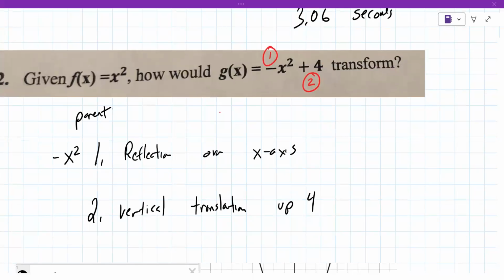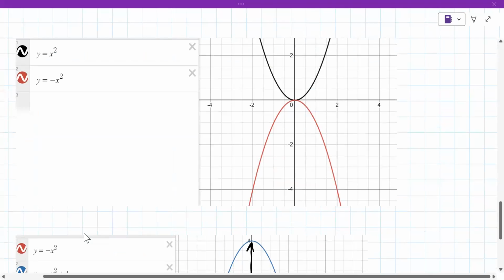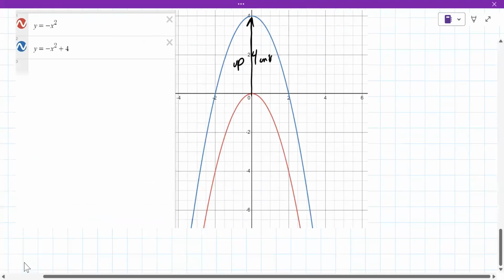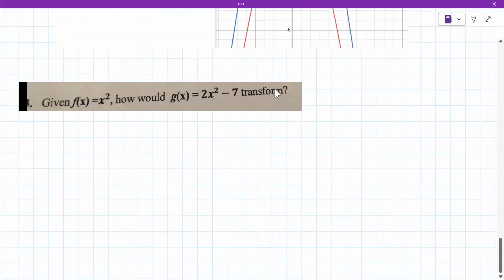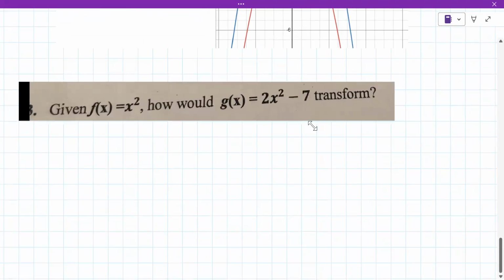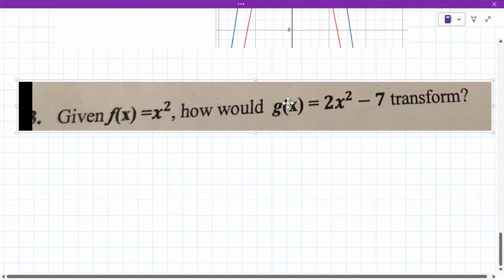Does that make sense? We got one more that's kind of like it to do. Yeah, that makes sense. There are other transformations, I don't want you to think we've got an exhaustive, complete list. We've just done the ones that they're putting here. So, okay. 2x squared minus 7.